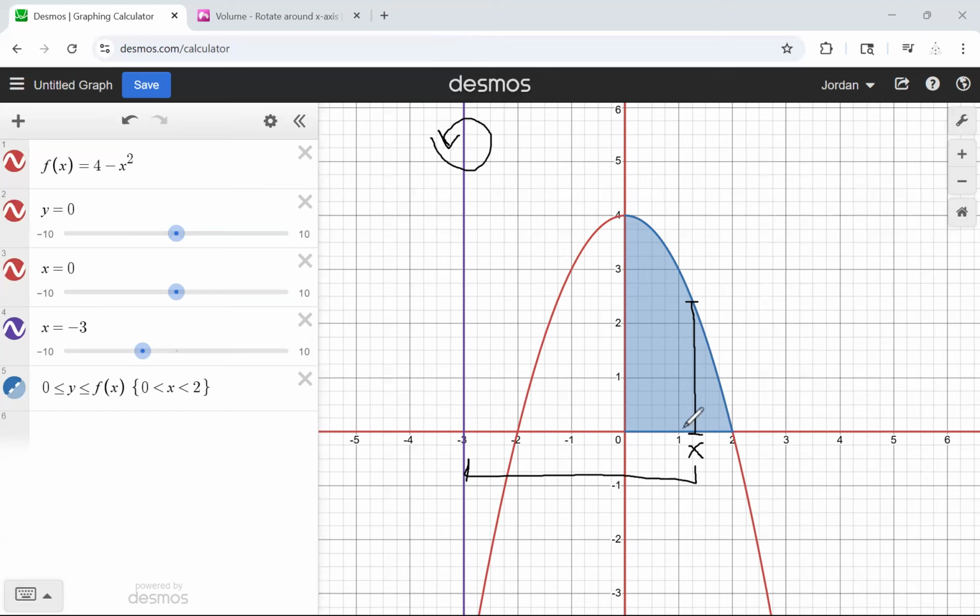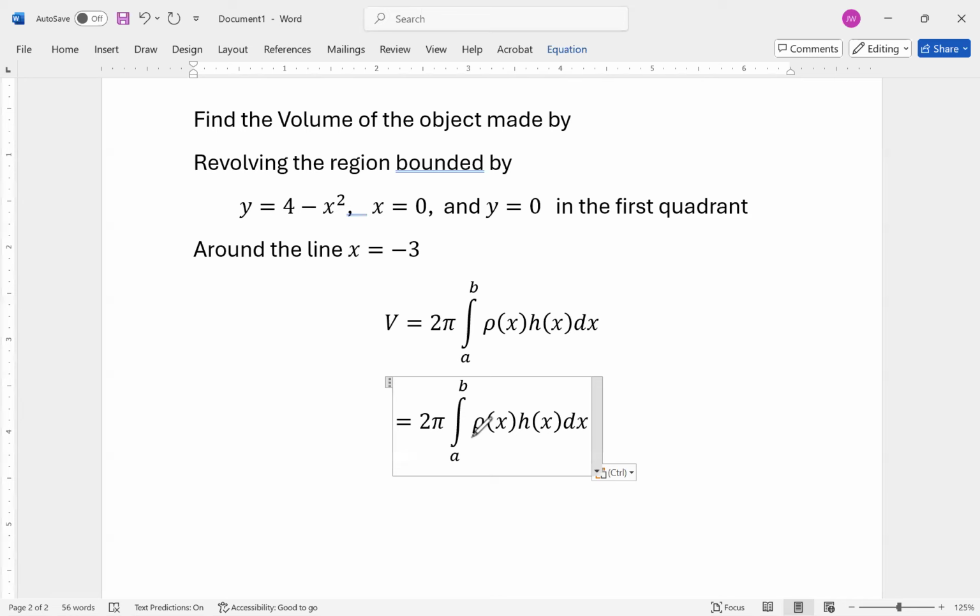But now, since I'm rotating around x equals -3 instead of x equals 0, instead of going from x minus 0, I'm going to go from x to x minus -3. And that's going to be my radius. The x minus -3 will be my radius. So these bounds, the A and the B, are the bounds on the region. Again, since we're rotating around a vertical line and using the shell method, we're integrating with respect to x.